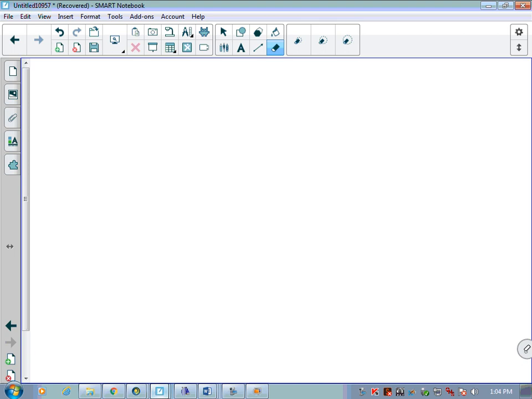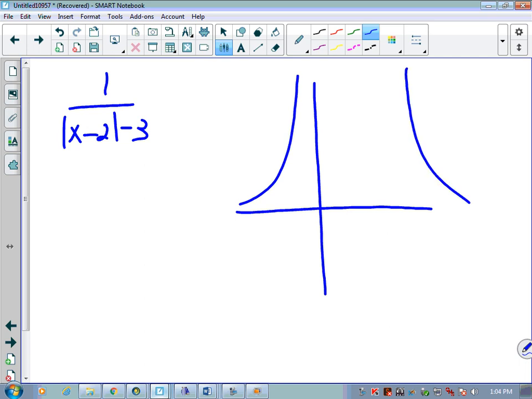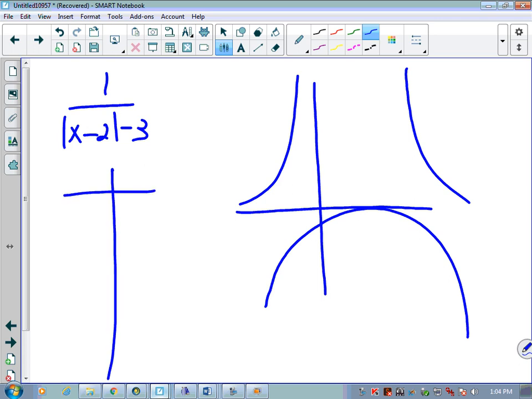9B gives us 1 over absolute value of x minus 2, absolute value minus 3. Okay? What I would end up doing here is probably just straight up plugging that in my graphing calculator. You should get something that looks like this. Again, you're going to have a table of values and that graph. Now, you have to be very careful with how you plug this into your graphing calculator.